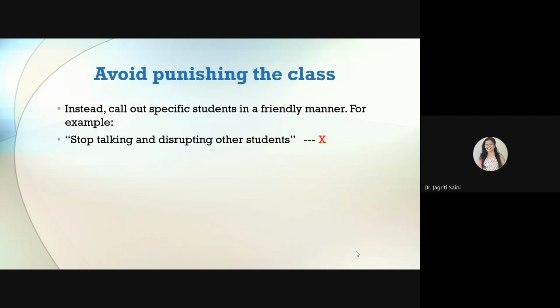This one option is shouting directly, "Stop talking and disrupting other students." Instead of saying this, we can be positive: "Do you have any question?" So whenever you see a group of students talking with each other, instead of shouting at them, try to see if they have something to discuss. Just try to ask if they have something in their mind about the topic that you are discussing.